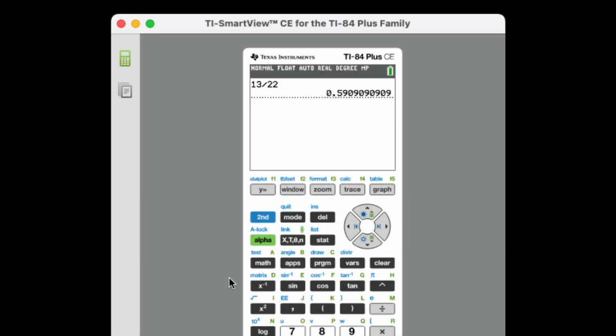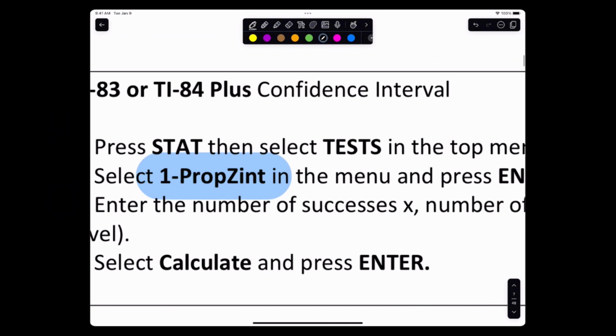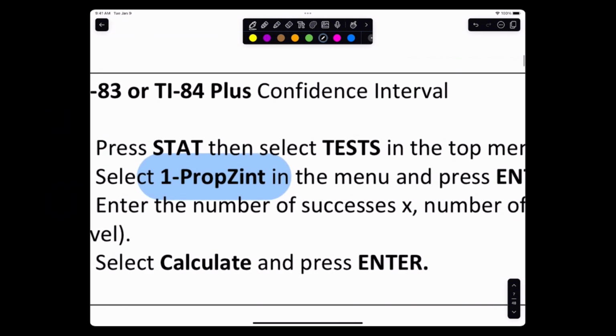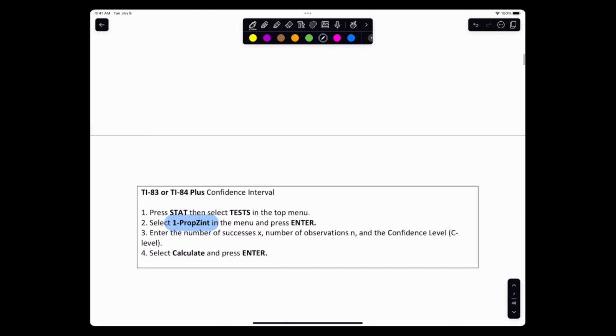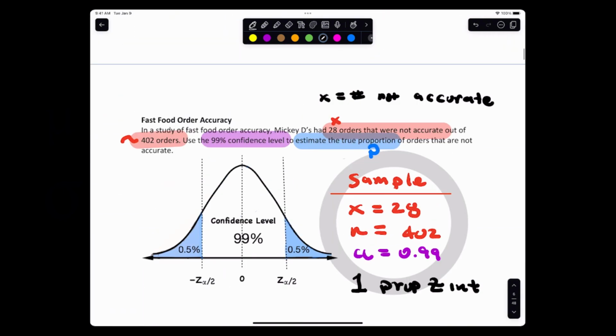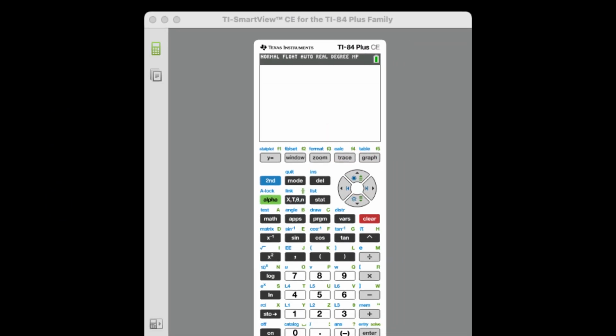Let's go to our TI. We're going to go to, again, stat test. Remember that? The procedures are in my $1 million notes. Stat test, one proportion Z interval. Okay, you guys okay with that? That's where you're going to go. Okay, let's make sure we have our information. Okay, so here we go. Stat test. Hey, where's one proportion Z interval?